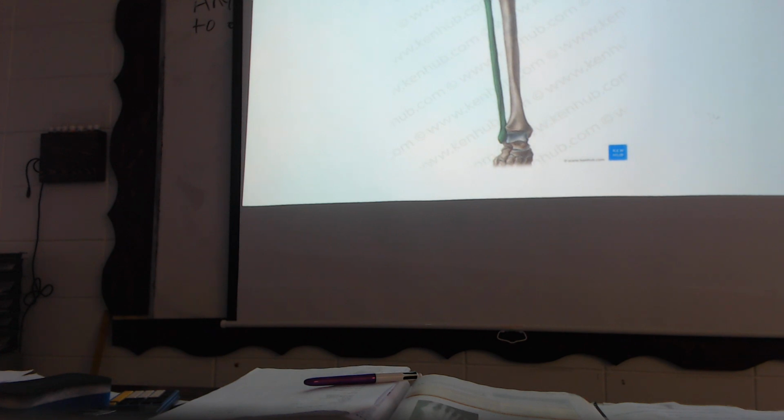Bone. Tibia. Okay. Structure. What's this? Or how about this? Let's do this one. I don't even know it. That's all right, that's why we're doing it. Tibial tuberosity. That's a bump right here.